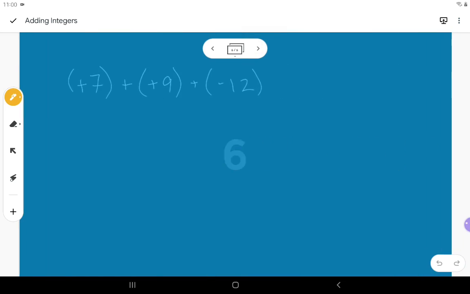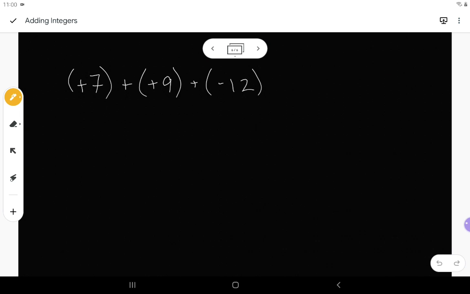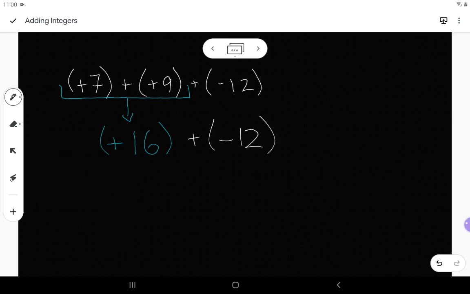Now this works even if I have more than one integer. Same idea, but what I'm going to do now is just go step by step, from left to right. So I'm going to do positive 7 plus positive 9 first. Those signs are the same. That means they group together and they just make a bigger grouping of positives. 7 positives, 9 positives, and they just make a bigger group of positives. So now I have positive 16 because 7 plus 9 is 16. Then we're going to add our negative 12 afterwards.